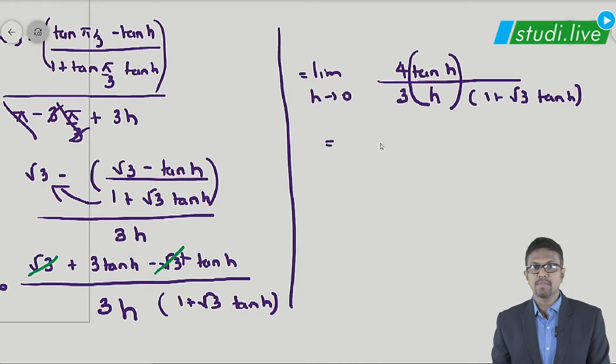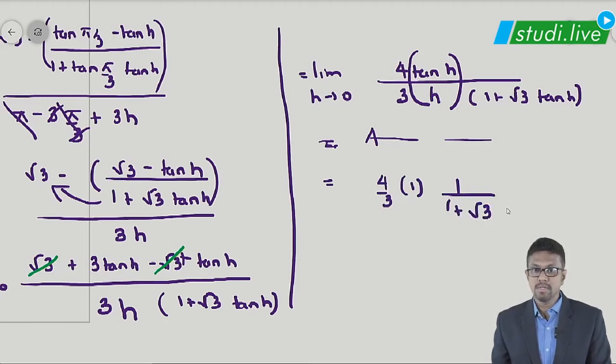So applying the limits, we get 4 by 3 into 1 upon 1 plus root 3 into tan 0, which is equal to 0. So what is left over here is just 4 by 3. So this is the limit value that we are getting.